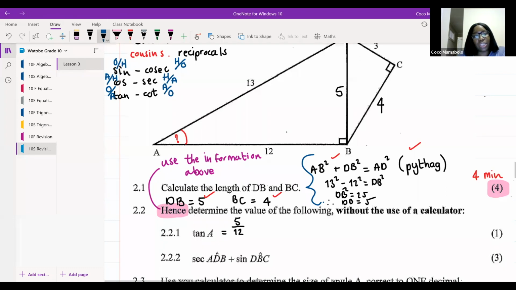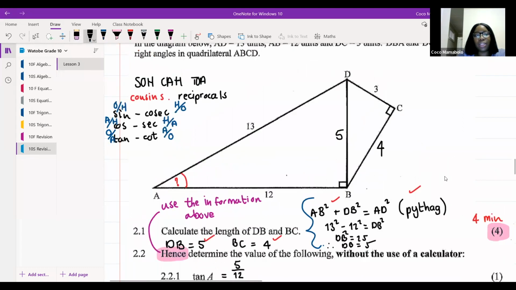In this particular question, it says, we want the sec of ADB. So we need to find the angle D in relation to the triangle ADB. So let's go have a look. Okay. We want AD all the way to DB. So we're looking for this angle over here. We're looking for the sec, which is hypotenuse over adjacent of D. Can you guys find me the hypotenuse over adjacent of the angle D?